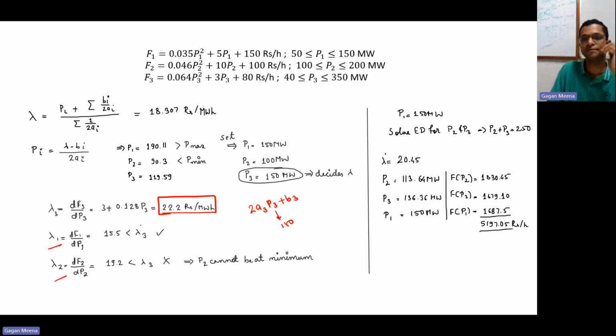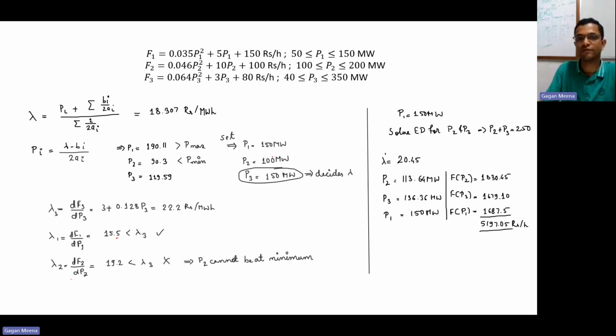Now what should happen is that because P1 has reached its maximum, its incremental cost should be less than the Lagrange multiplier, correct? We can see lambda 1 is less than lambda 3, that means it is cheaper and we can load it to its maximum. Similarly, lambda 2 is reaching its minimum, that means it is the costliest and its incremental cost should be more than lambda. But here it is less than lambda, that means P2 cannot be at its minimum. P2 should be above its minimum.